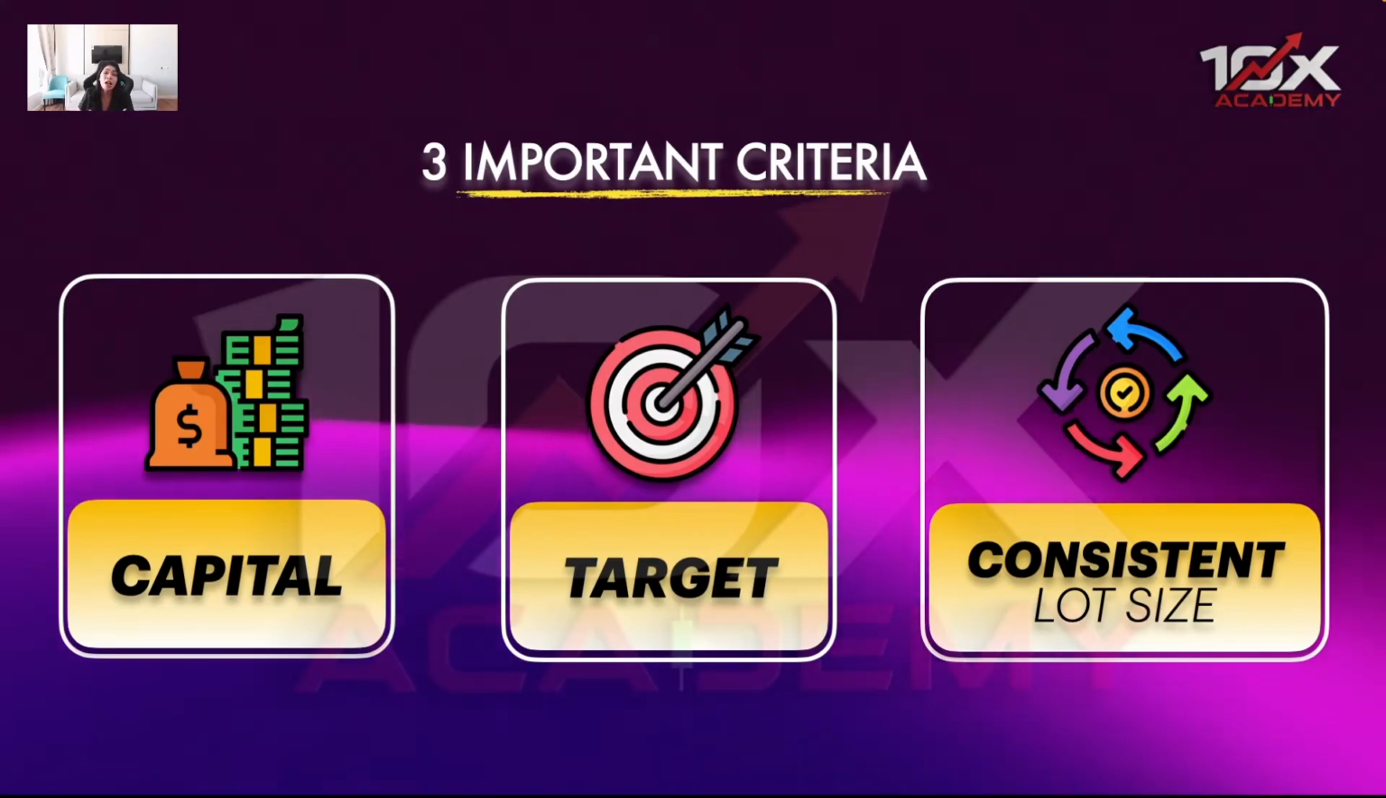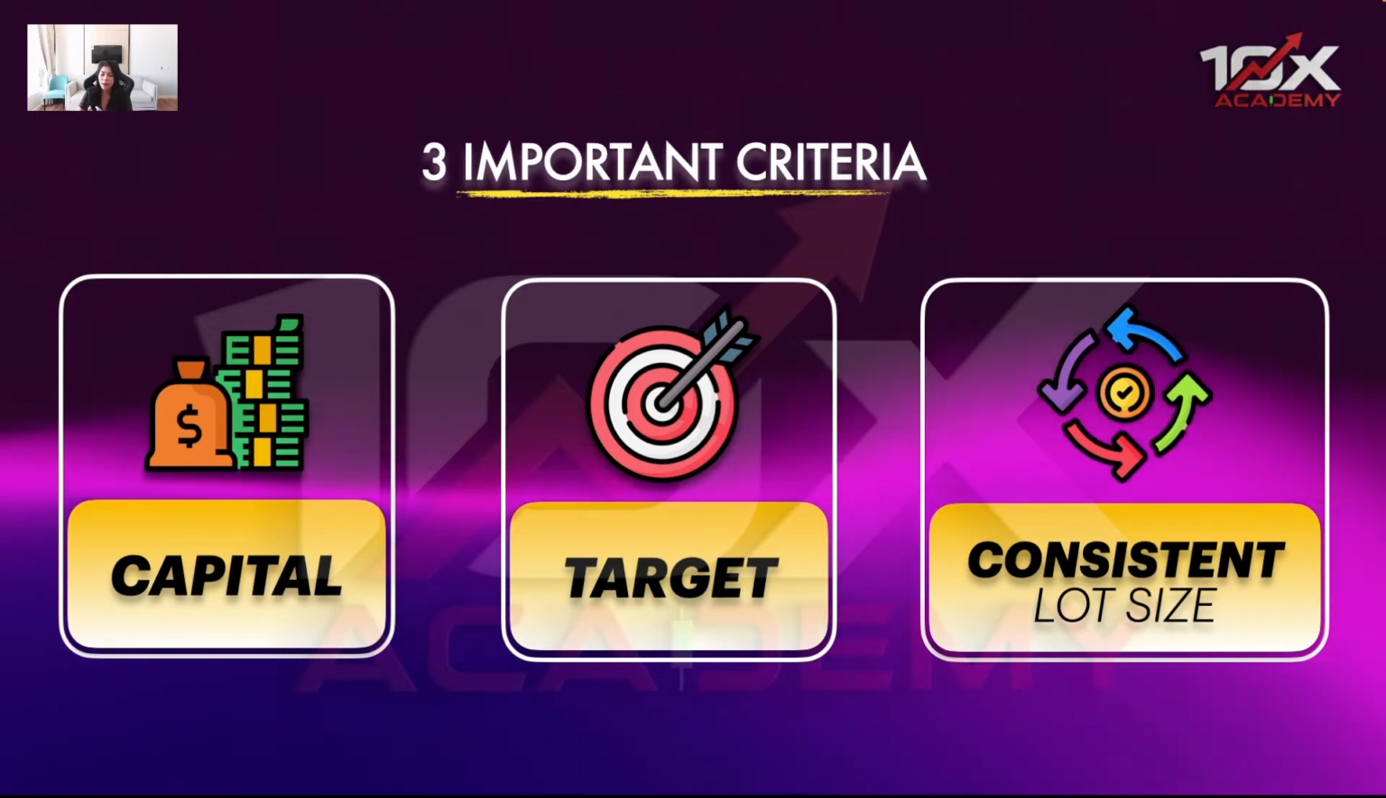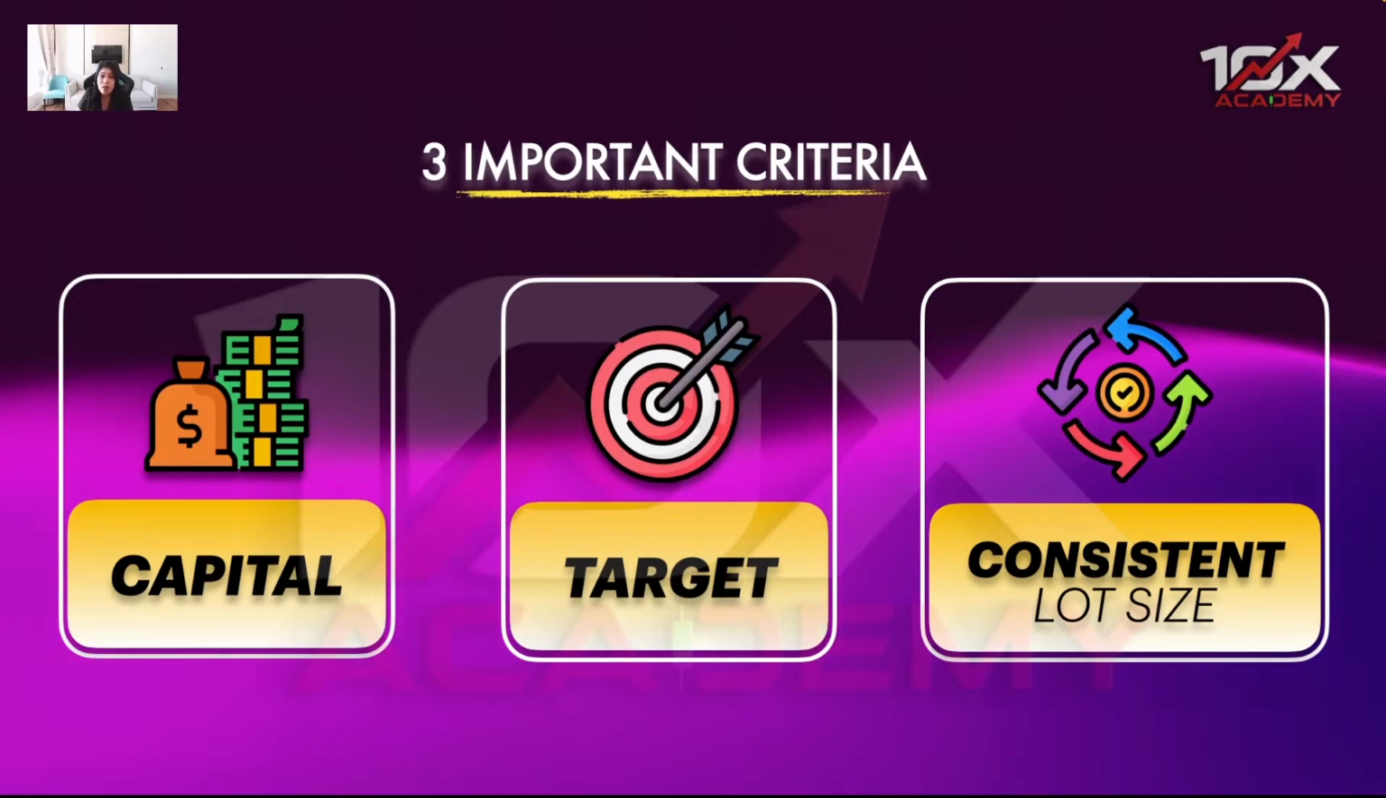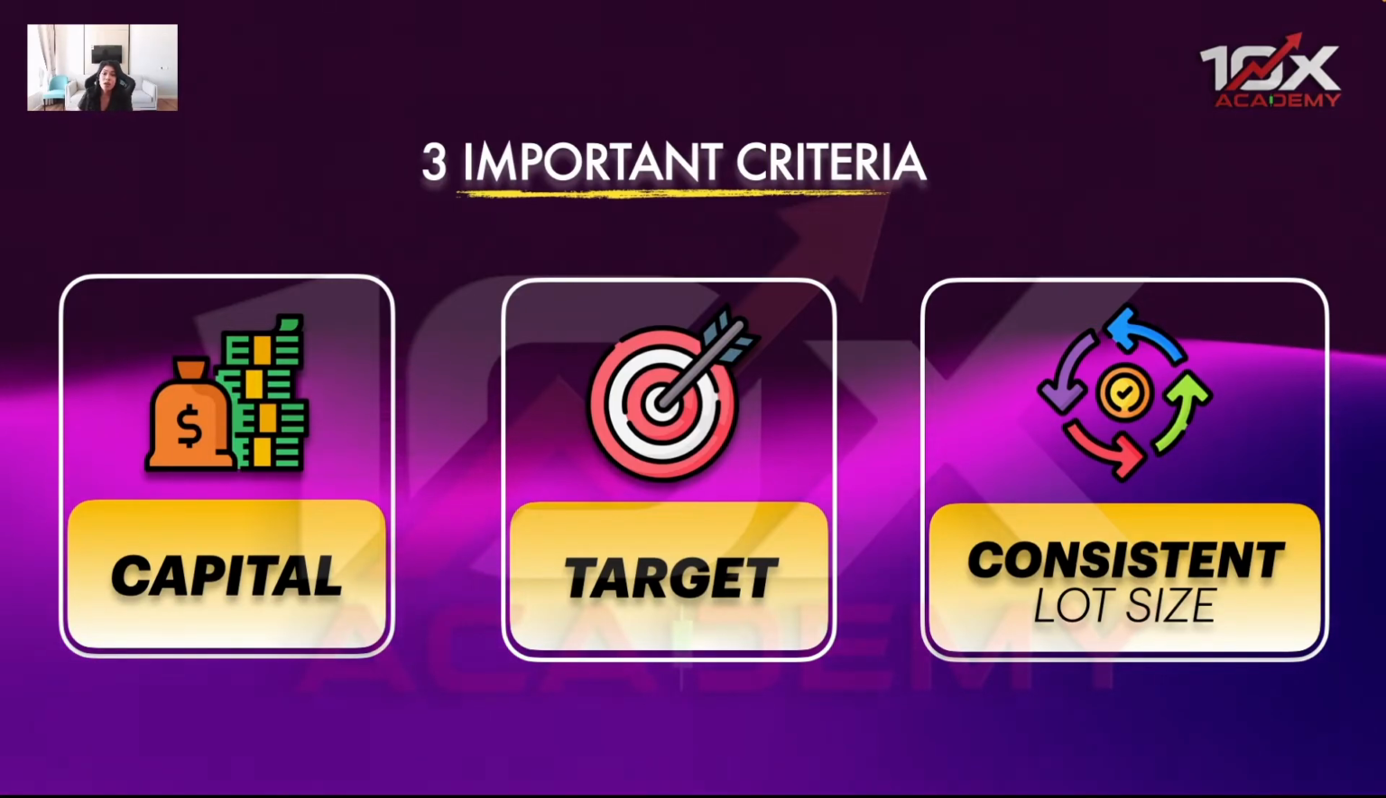Of course, you'll be gaining a lot faster. But once you start becoming greedy, Monday to Wednesday you're earning like 1,000 US dollar or 500 US dollar a day, you start to become greedy and you start to layer way more than what your capital is, way more than your recommended lot size. That is when you start to lose money.